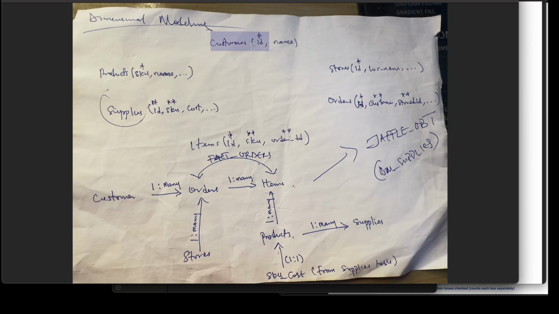Remember, our customer table has a column called ID, which uniquely identifies each customer and is the primary key. So we can take note of that. Our product table also has an ID called SKU, which uniquely identifies each product. Our store table has an ID, which uniquely identifies each store. Then for our orders and items tables, when we merge them, we have the fact orders table, which combines the order ID on the orders table with the order ID on the items table.